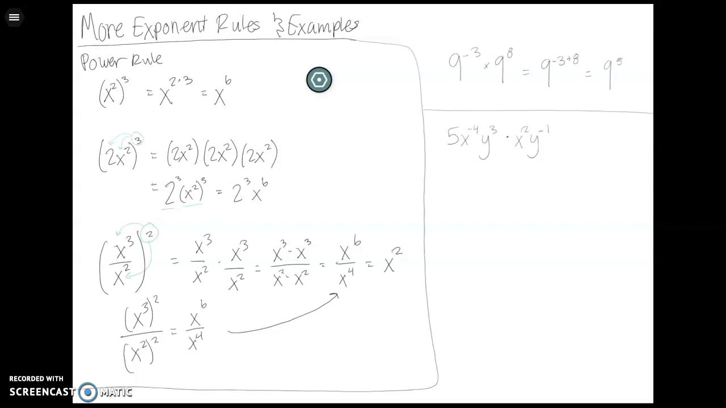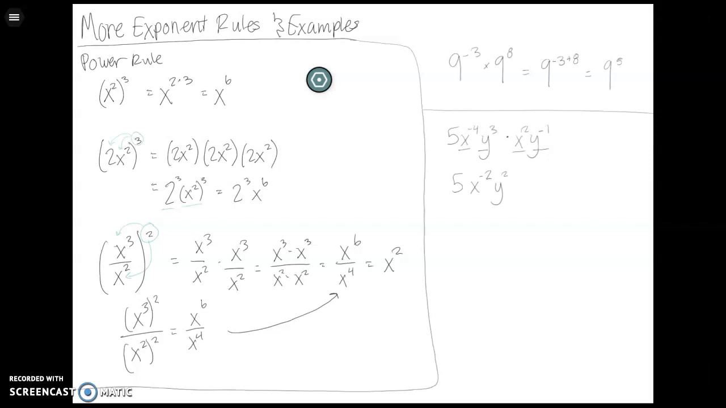So I see, for example, that I have an x to the negative 4th and I have an x squared. So if I wanted to do the product rule on those, I would add those exponents together and I would get x to the negative 2. So when I multiply those together, I end up with x to the negative 2. With the y's, I have a y to the 3rd power and a y to the negative 1st power. So when I add those exponents, I'm just left with y squared. And then with constants, I only have that 5, so it just gets to stay out front.